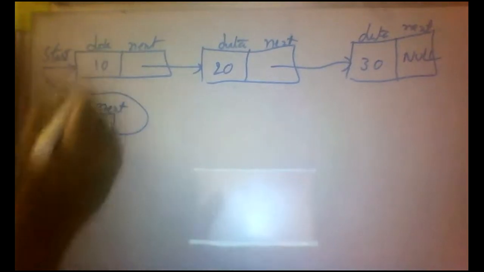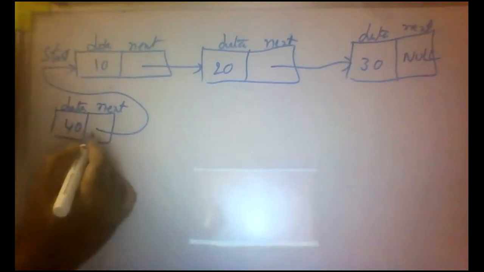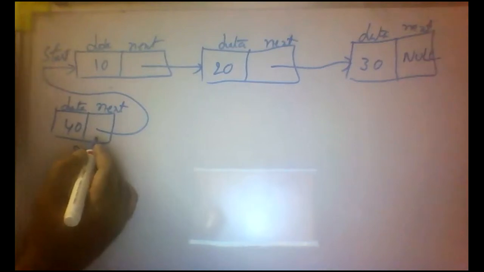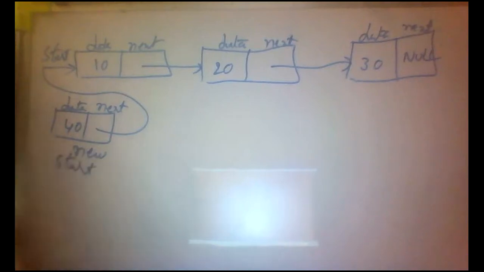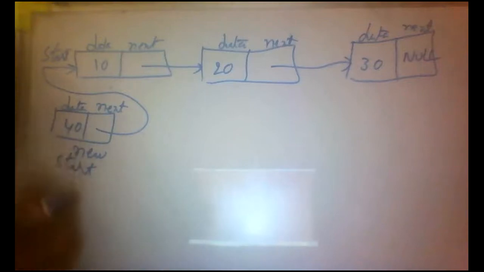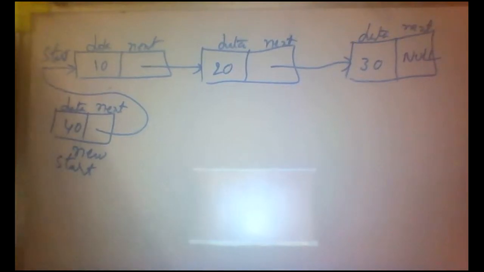Clear? New node to next equal to start node. The start node address is assigned into new node to next. Then start equal to new node. Clear? Where is the start placed? New node and start both are at the first position.